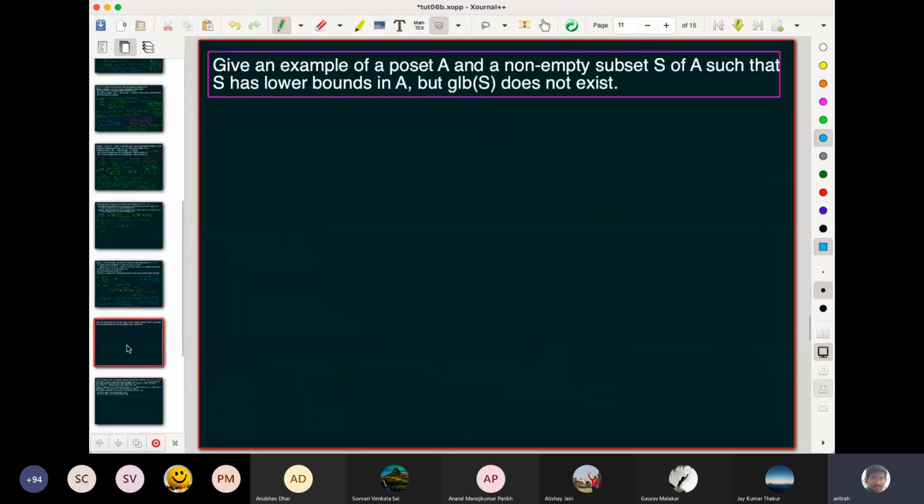I will just complete one different thing, and the rest which I have I will upload in the tutorial. What we have is similar to what we have done, well ordering and all this. Okay, see this one. Let me complete this quickly. Give an example of a poset such that S has lower bounds, but the greatest lower bound doesn't exist.